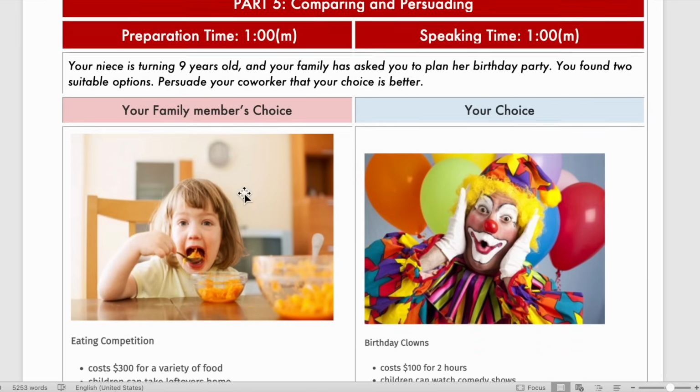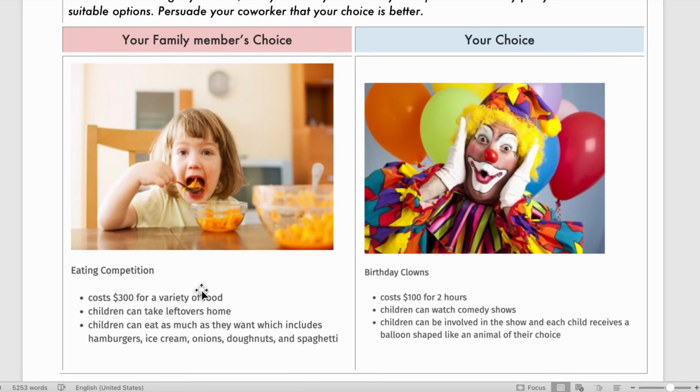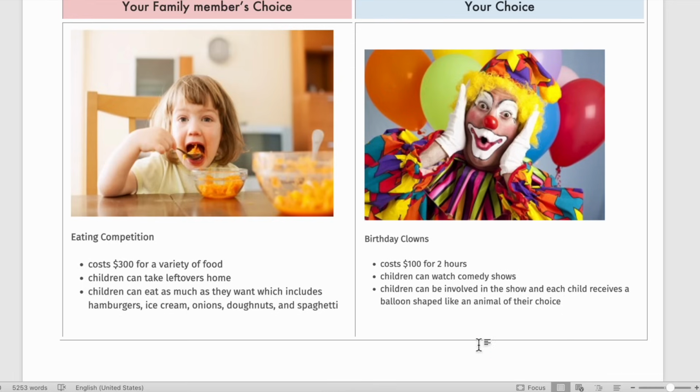So of course I will read both options. I've already read this one, right? Birthday clowns cost $100 for 2 hours. Children can watch comedy shows. Children can be involved in the show, and each child receives a balloon shaped like an animal of their choice. Okay. Now for the eating competition we have over here, it costs $300 for a variety of food. Children can take leftovers home. Children can eat as much as they want, which includes hamburgers, ice cream, onions, donuts, and spaghetti.